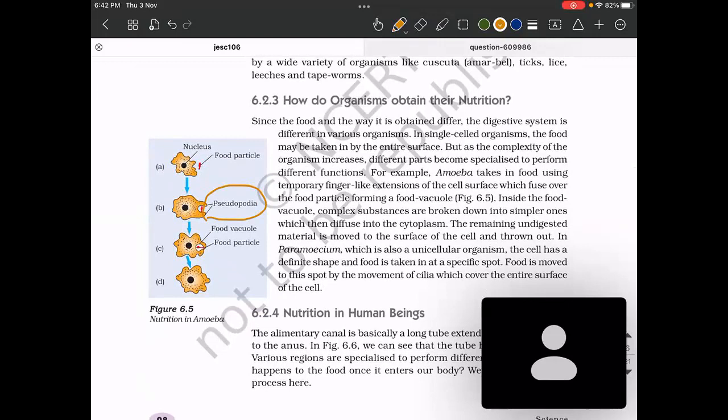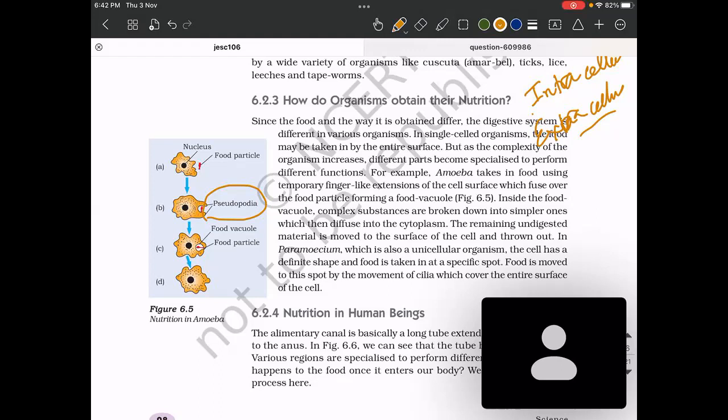Okay, very good. Some organisms have something called intracellular and extracellular digestion. What is intracellular digestion? What is extracellular digestion? For intracellular digestion, the digestion occurs inside the body, but for extracellular, the food is broken down outside the body and then transported inside.